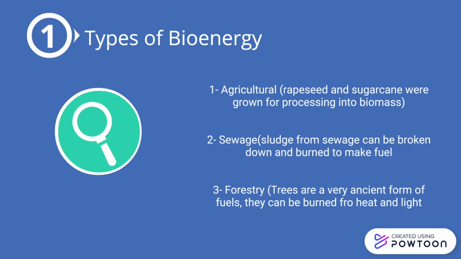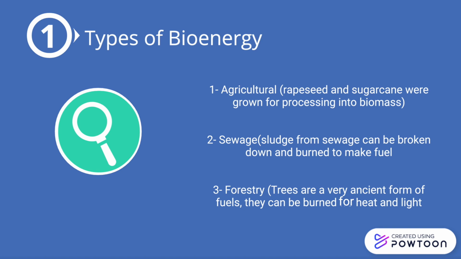So now let's go on to the types of bioenergy. That's right, bioenergy is also a form of light and energy. And here are some of the ways that bioenergy is used. Number 1 is agricultural bioenergy. This means sugar canes and rape seeds. These were grown and then they were processed into biomass. This part is called agricultural.